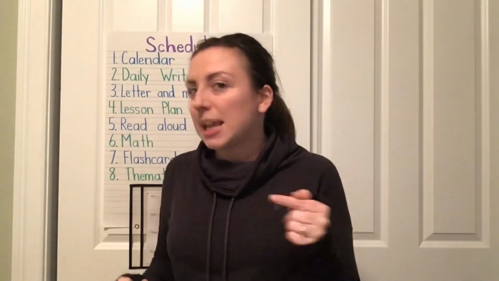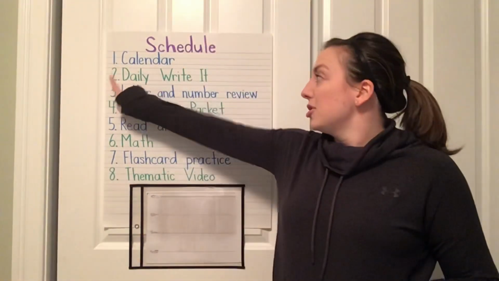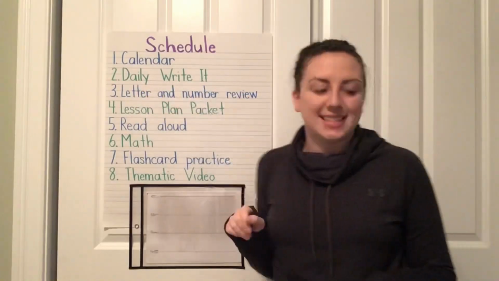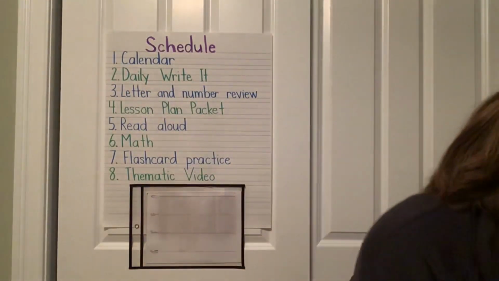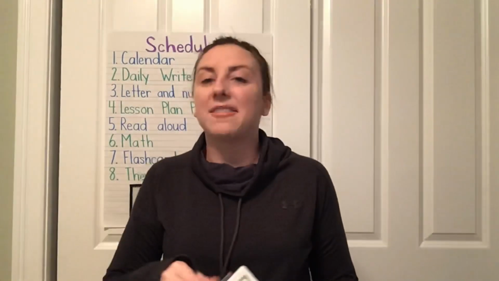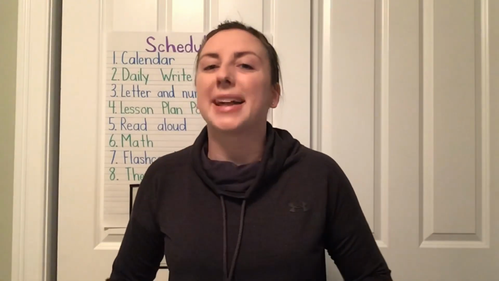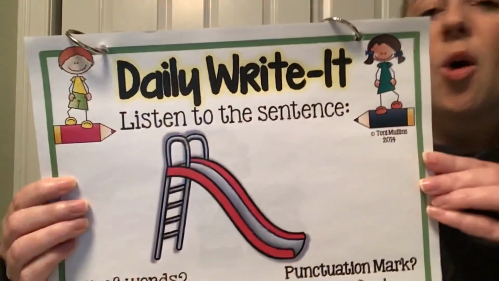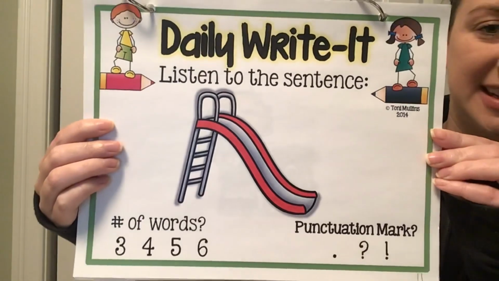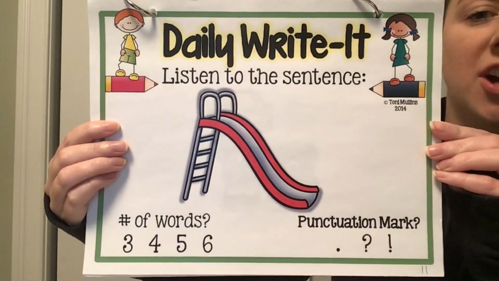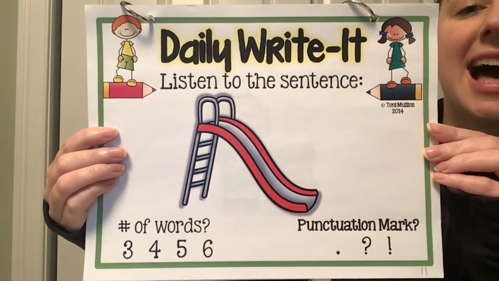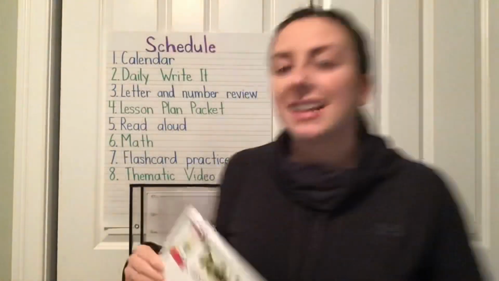All right, let's keep trucking along. Number 2, daily write it. Today, you have a tricky word, but I'll bet you can get it correct. What is this a picture of? Well, this is a picture of a slide. Think about that word very carefully.